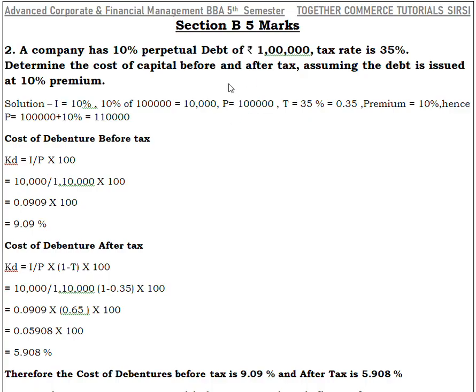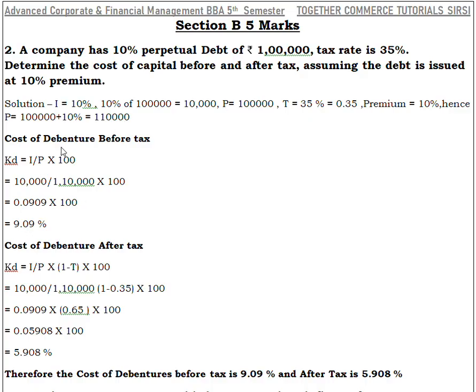P is 1 lakh, but there is an adjustment here, that is premium. That premium should be added to this P. Premium is equal to 10%, hence P is equal to 1 lakh plus 10%. Please remember, premium always comes with an addition sign. P for premium, P for plus. You can remember it like this. So 1 lakh plus 10% becomes 1 lakh 10,000.